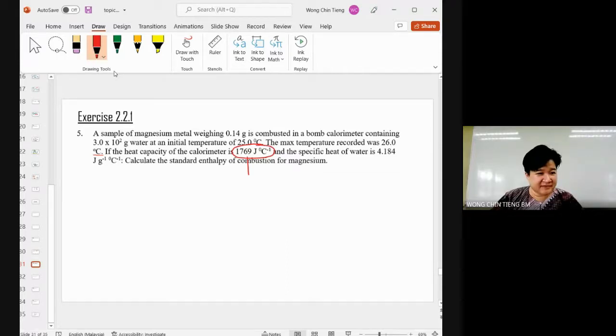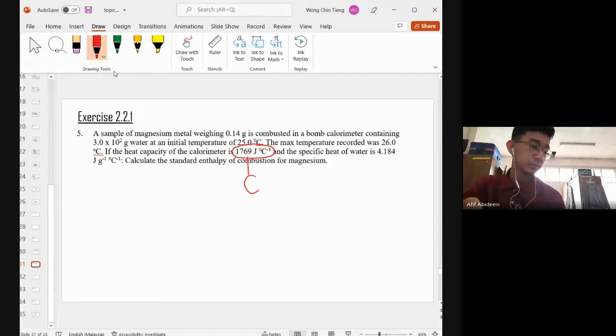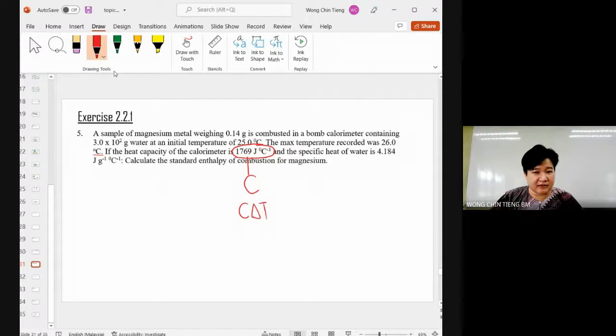C besar. C besar. Afif say C besar. And Afif, MC delta T or C delta T? C delta T. Kita akan guna formula C delta T. The same question. Look at the same question sayang. 4.18 joule per gram per degree Celsius.